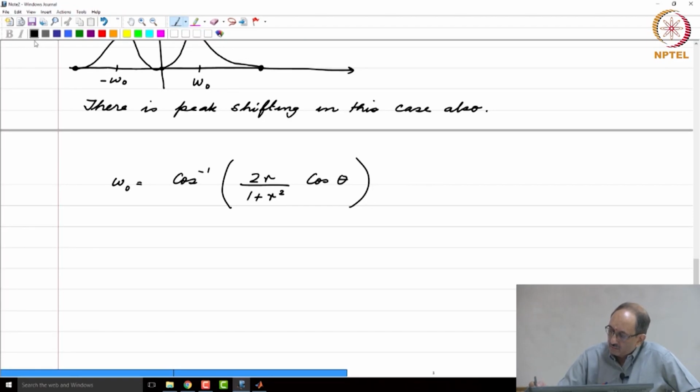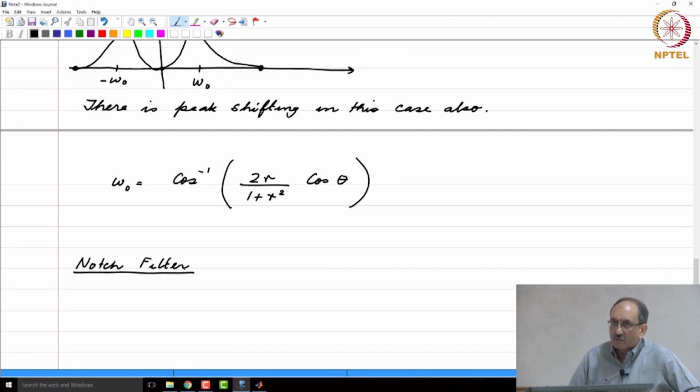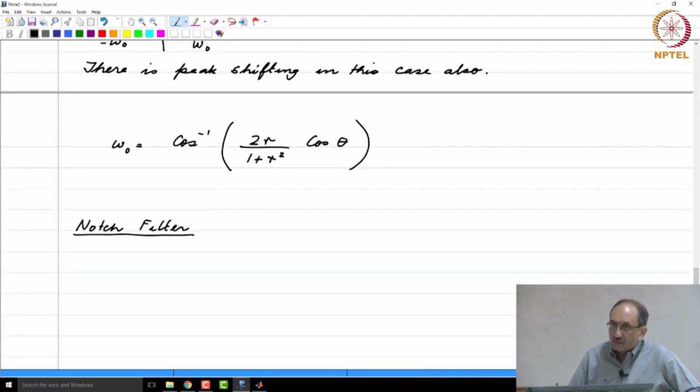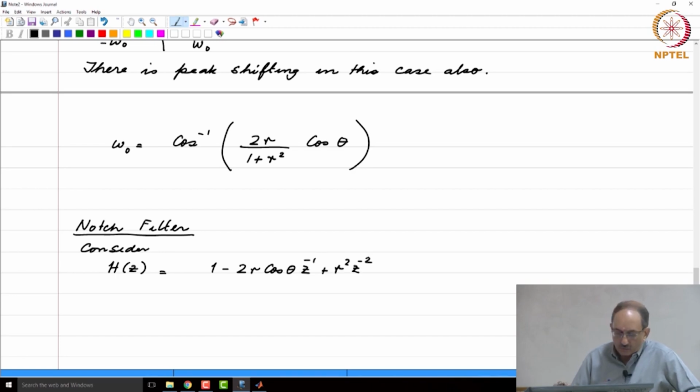Now let us look at a related frequency response. This is the notch filter, and the starting point of the notch filter is this. Now let us consider H(z), which is 1 minus 2r cos theta z inverse plus r squared z to the minus 2. All we have done is we have inverted the previous example.